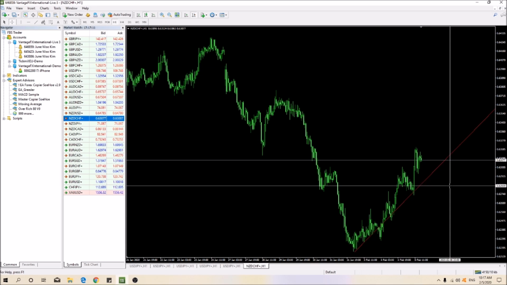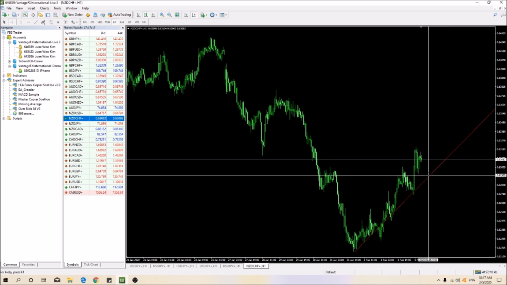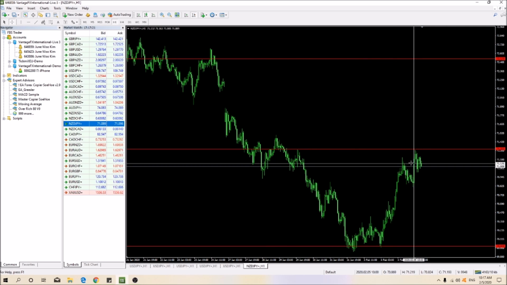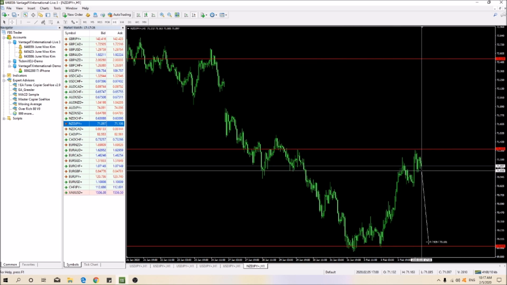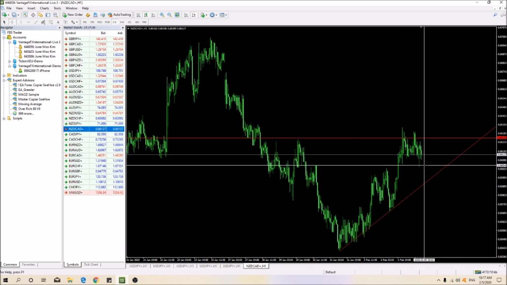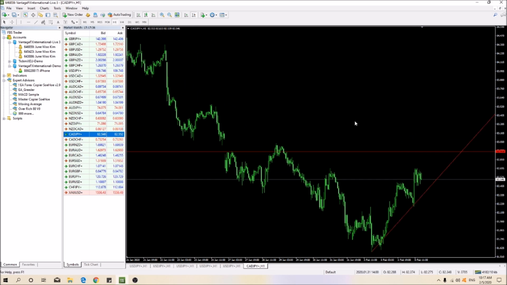NZD CHF, bullish move up. Looks like it's respecting the trend line. We can see another touch before going back up. NZD JPY looks like it's rejecting this resistance level, and we can definitely see the price move down. NZD CAD, again here, you can see another test of the trend line before shooting back up and breaking through this resistance level. CAD JPY, predicting the same thing here, another test before breaking out.